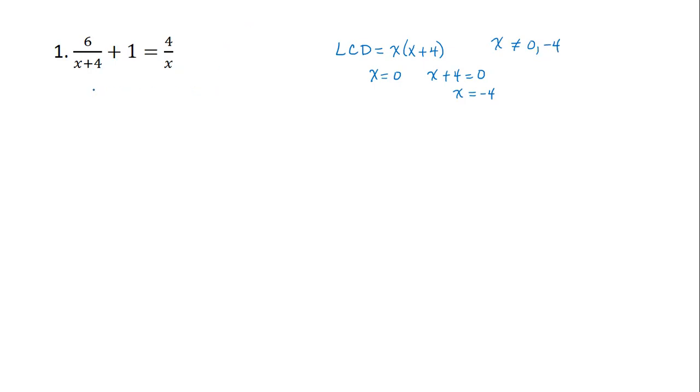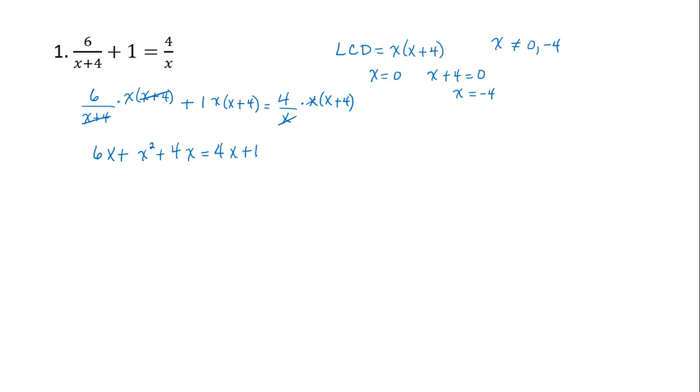Multiplying each side by the LCD, we get 6 divided by x plus 4 times x plus 4, plus 1 times x plus 4, is equal to 4 divided by x times x plus 4. Dividing out the common factors, we have just 6x remaining from the first product. In the second expression, 1x times x plus 4 simplifies to be x squared plus 4x. And then this is equal to, the x's divide out, and we're left with 4 times x plus 4, or 4x plus 16.